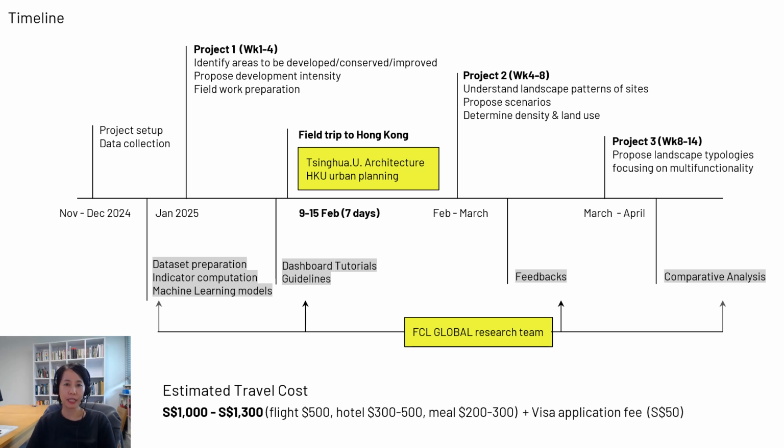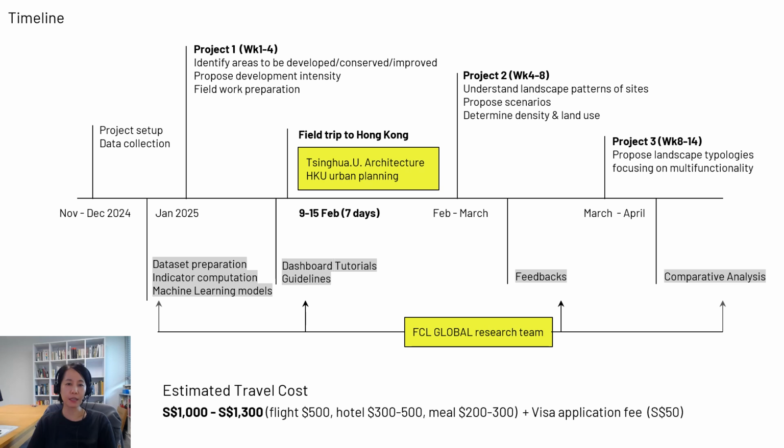Here is the brief schedule for the studio. At the beginning of the studio, you will receive preliminary data and pattern analysis of the existing site from the research team, and we'll learn how to further analyze and propose alternatives using the dashboard and guidelines. Each project will be completed within 4 or 6 weeks throughout the semester. The research team will also be involved across the semester.